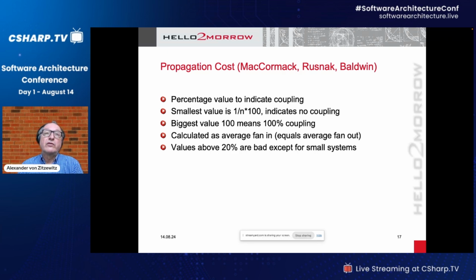As soon as you get values above 20%, you have bad values, except for small systems. So propagation cost calculations make sense for larger systems. If you have a very small system with 20 or 30 files, it's not really relevant, because then you will get naturally high coupling values anyway because the number of files is so small.